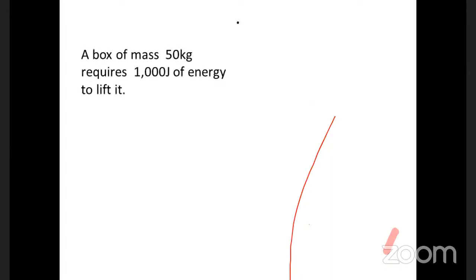Next, we have a question where we're required to find: a box of mass 50 gram requires 1,000 joules of energy to lift it. To what height will it reach? Can we try that out?